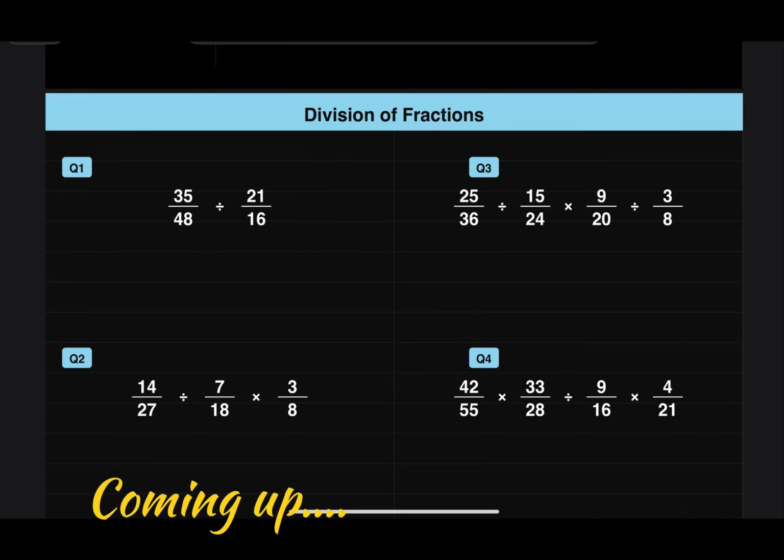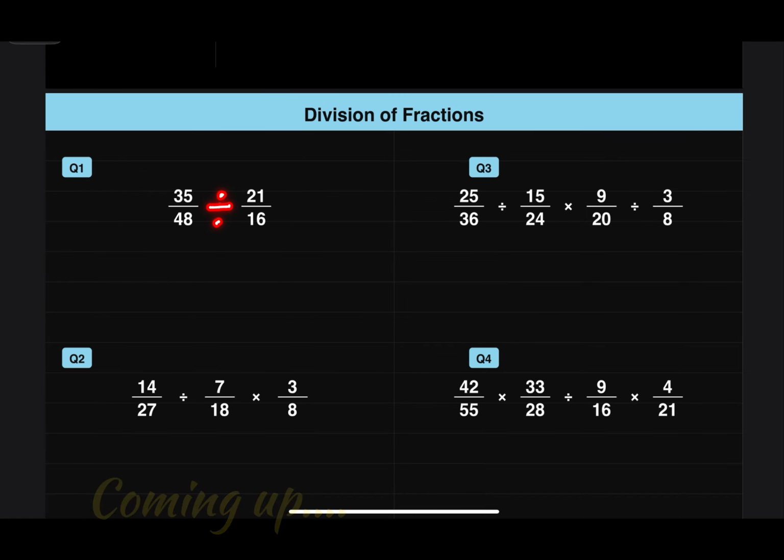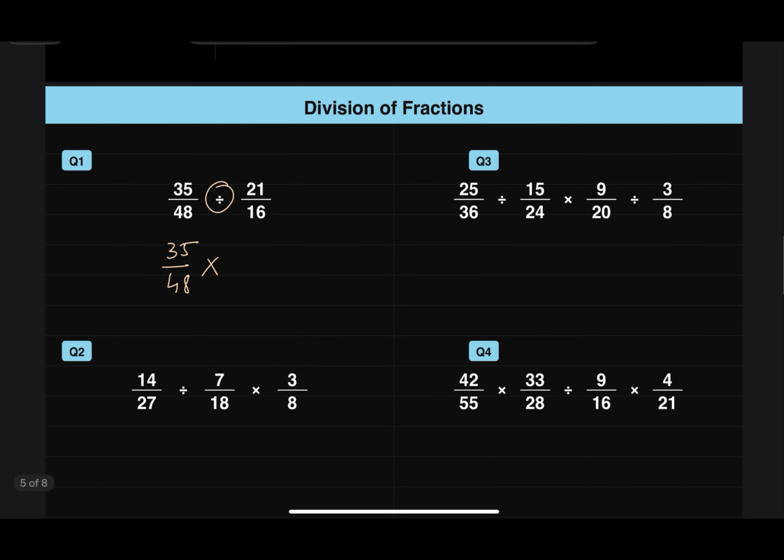Now, whenever there is a division sign, you know the first step, what you have to do? This is division. In the next step, instead of the division sign, you will put a multiplication sign exactly. So what I'm going to do is copy 35 upon 48 exactly as it is. Instead of this division sign, put multiplication and then reciprocal this.